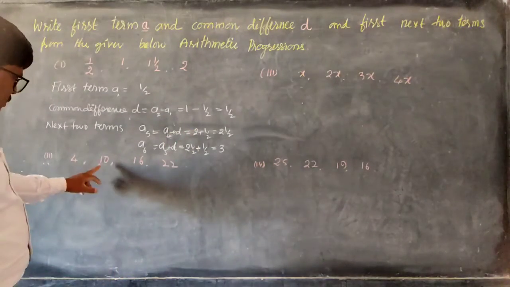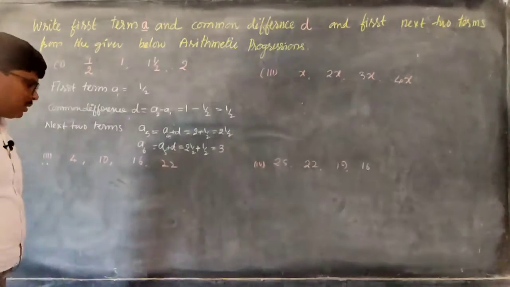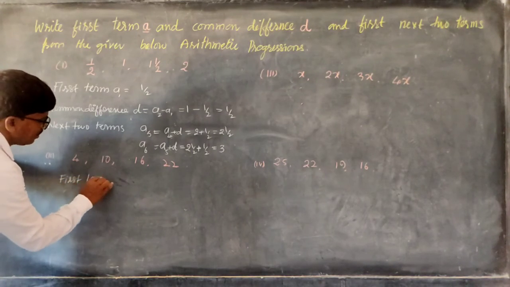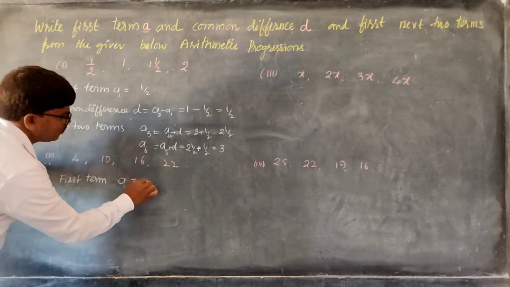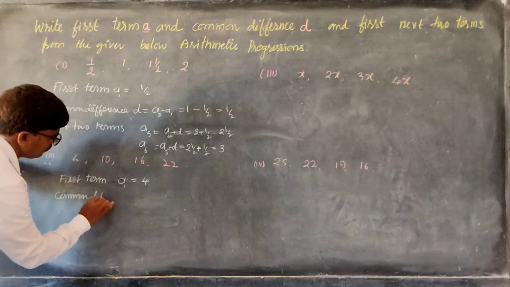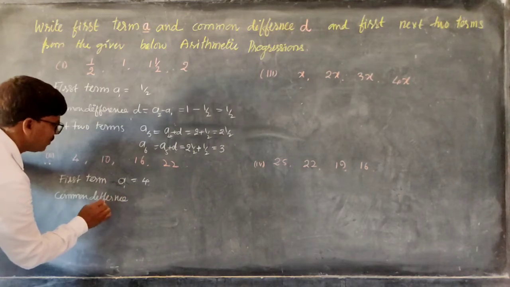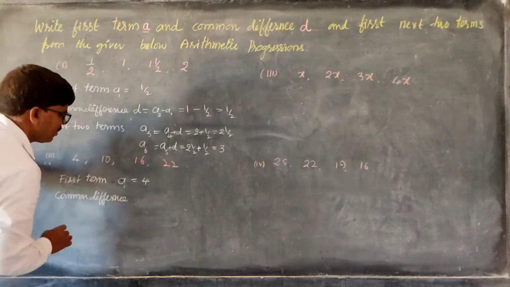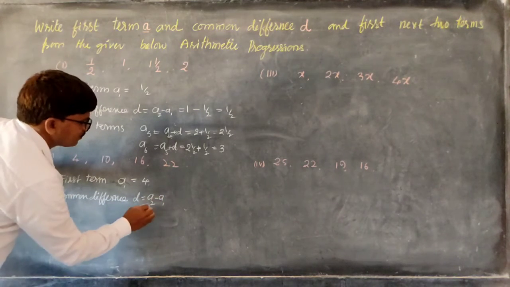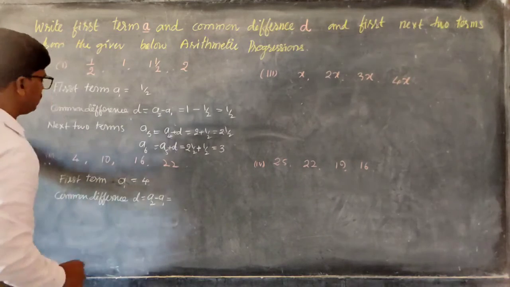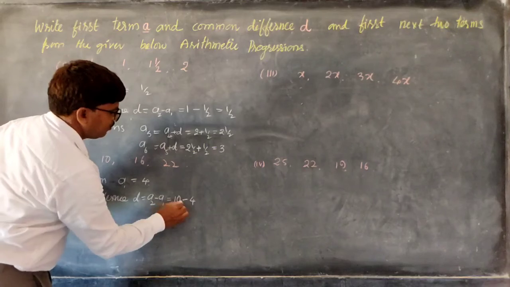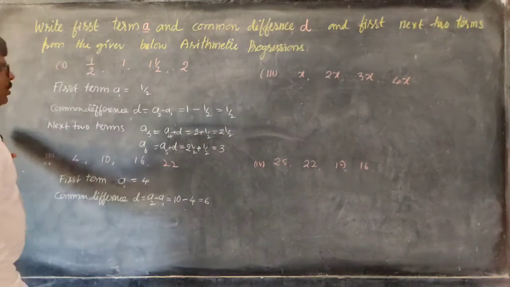Now come to the next one: 4, 10, 16, 22, these are the terms. So here the first term A1 is equal to 4 and the common difference D is equal to A2 minus A1. What is A2 here? 10, and A1 is 4. Now 10 minus 4 is equal to 6, so the common difference is 6.